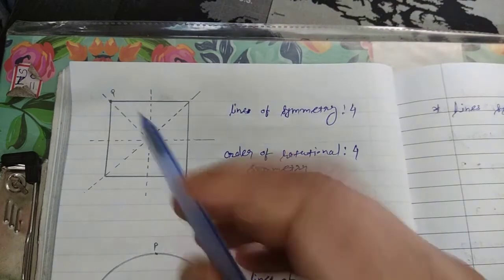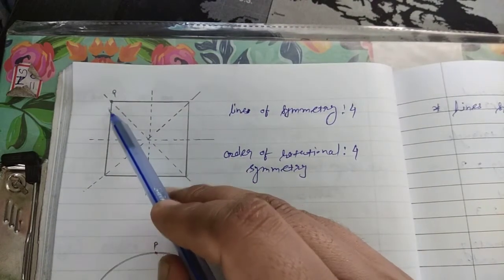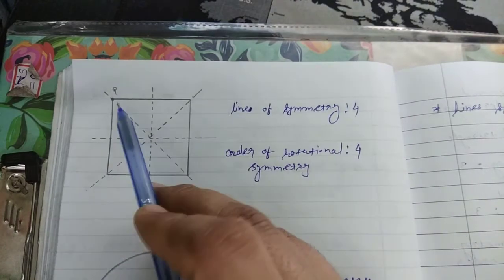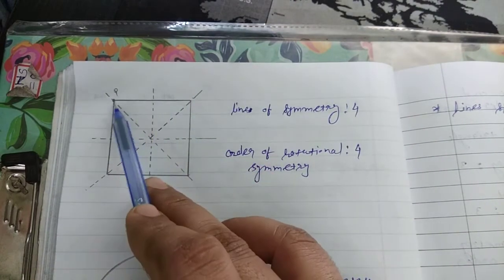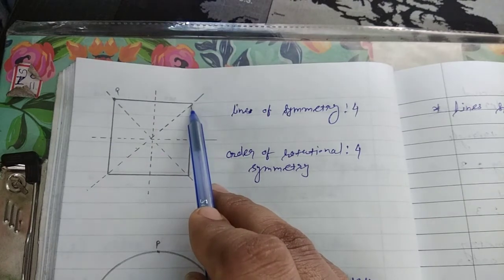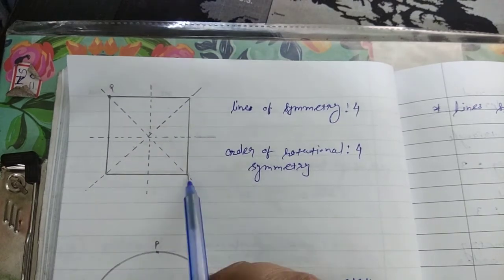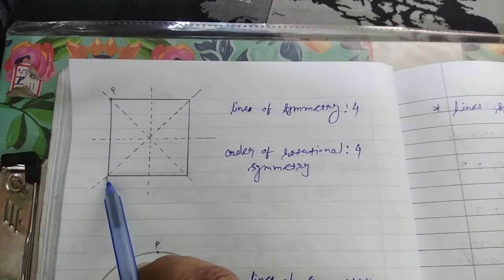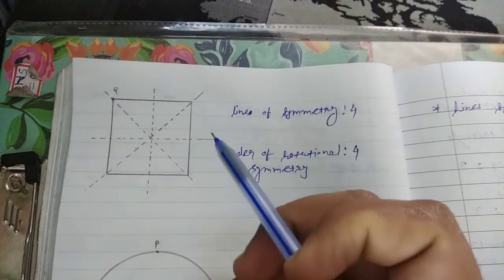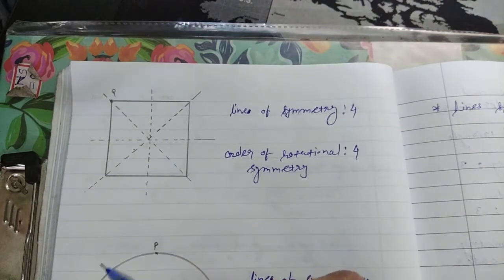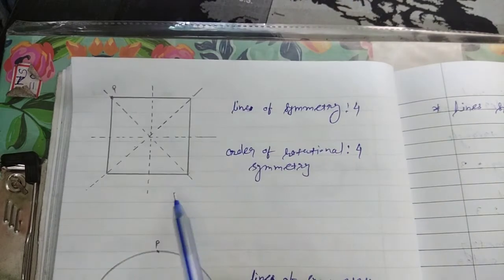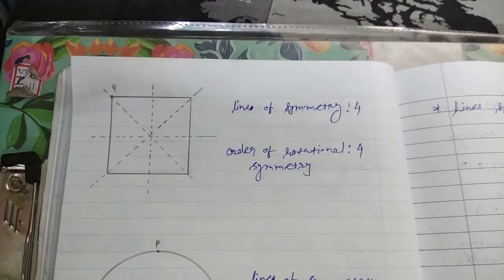And when we take this point P and rotate it in a clockwise direction, or we can rotate anti-clockwise also, in such a way that this point P comes here, we get rotational symmetry. Again P comes here, again rotational symmetry, and again exactly the same. So here we are rotating 4 times, and we get exactly the same copy as the original shape. That's why the order of rotational symmetry for a square is 4.